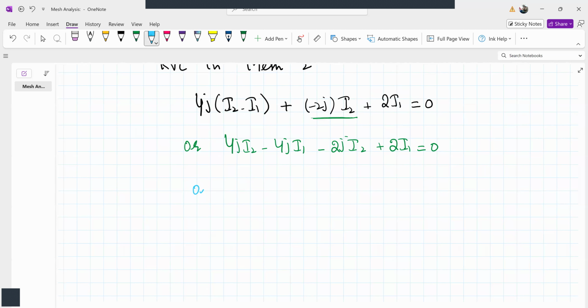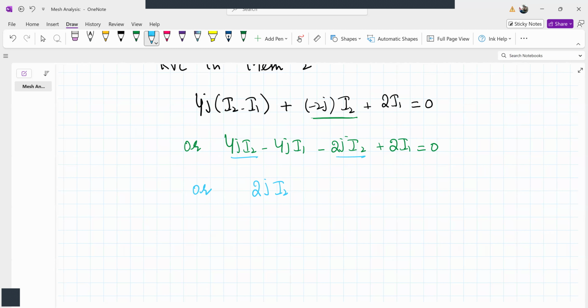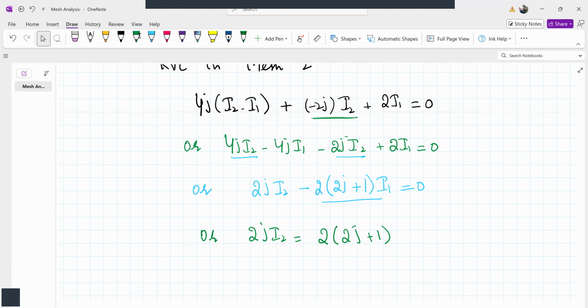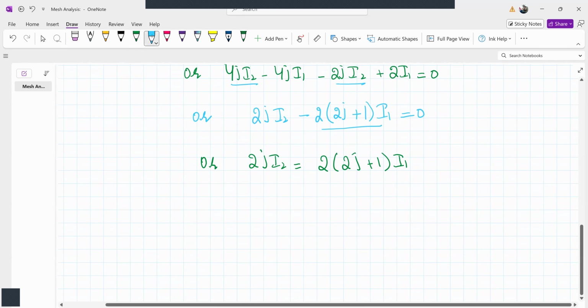Now what we have here, we have 4j I2 and minus 2j I2. How much is that? That is 2j I2. And then we have minus 4j, that I can write as minus 2j, taking 2 common, plus 1 I1, is equal to 0. If we take this on the right hand side, 2j I2 is equal to 2j plus 1 multiplied by I1. Okay, so what we have here, 2 and 2 cancel.